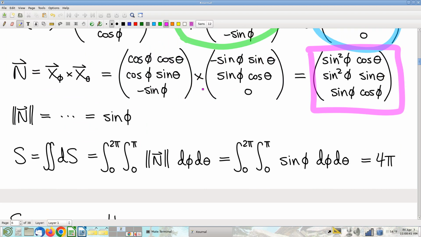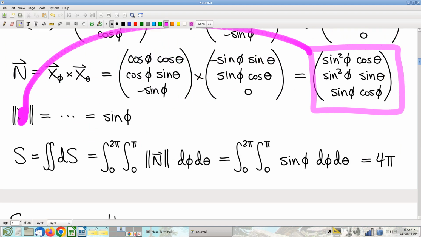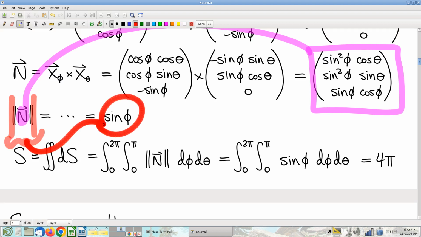This is my capital N vector. This then is the vector whose magnitude, see how easy it is to make that mistake? It's the magnitude that is the stretching factor. So more Pythagorean trig identities come up, right? And that magnitude ends up being sine phi.